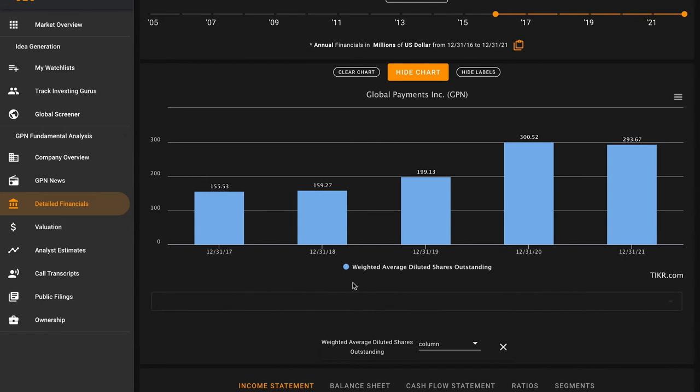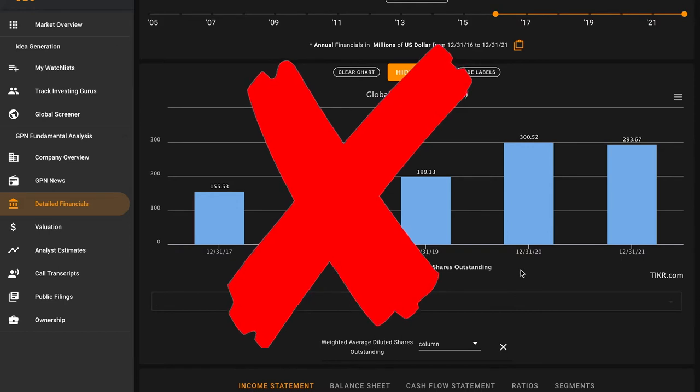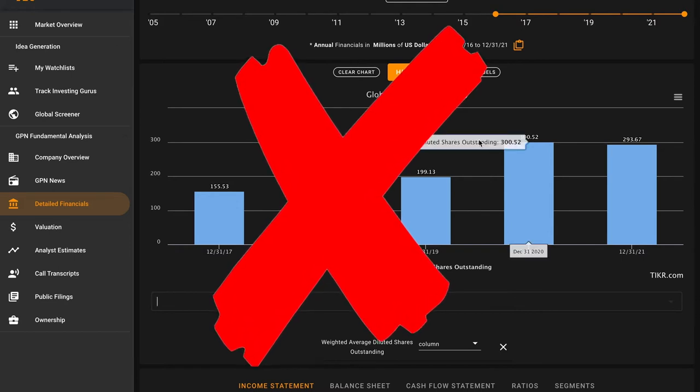Pillar number five, we want their share count to be decreasing. So in 2017, they had 155 million shares outstanding, and that nearly doubled to 293 million shares outstanding as of 2021. There was a significant jump right when they had that merger with Total System Services. So this one's going to be another X.